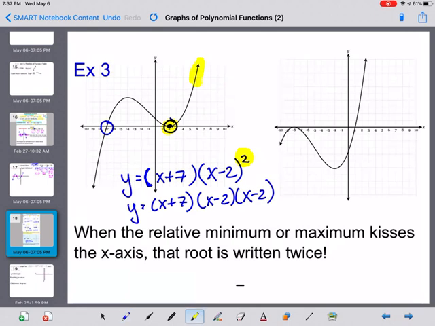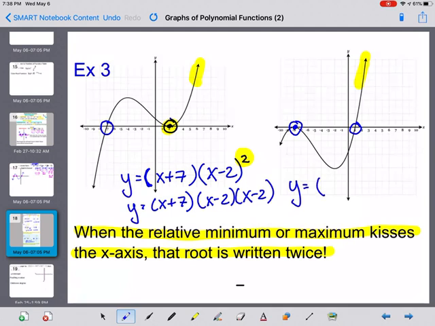Let's do one last one. Again, you only need one. And then in your notes, write the example and write when the relative minimum or maximum kisses the x-axis, that root is written twice. And I'll do the last example while you're writing that down. So I look at the right side, it's going up. I circle my roots. Okay, the root right here is kissing because that's a relative maximum right there. So it doesn't cross through, but it just touches and then comes back down.